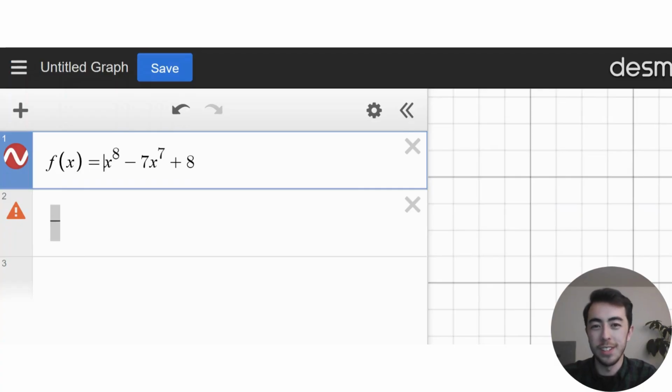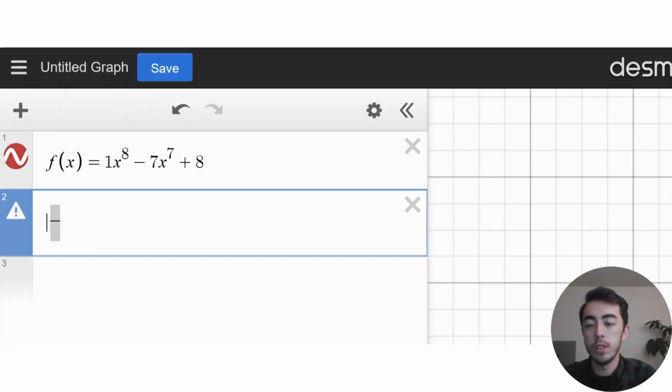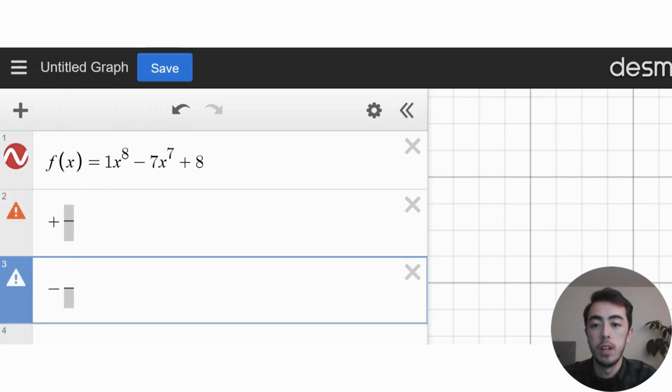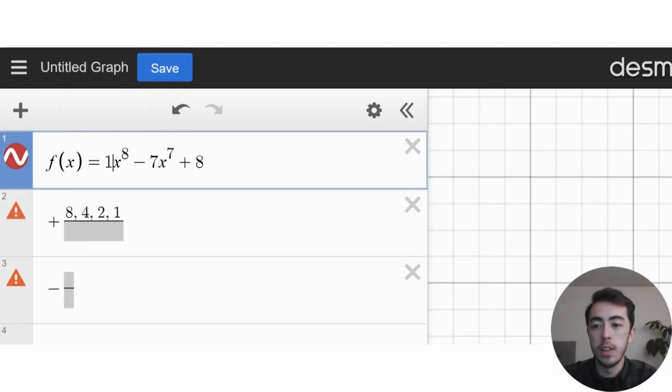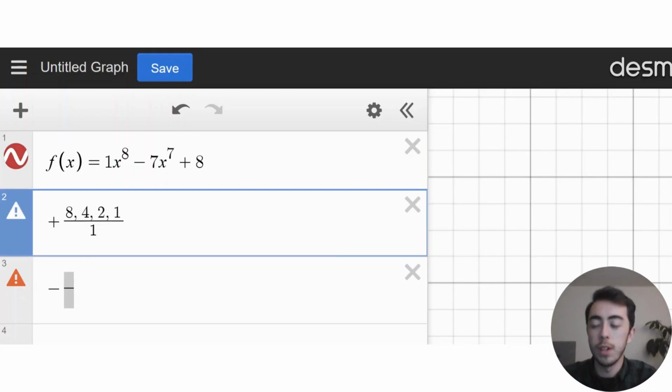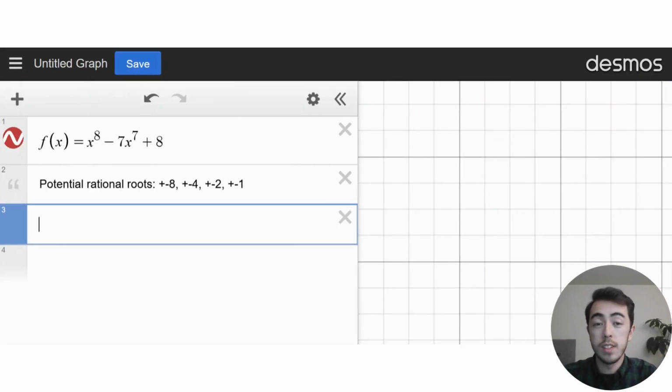Now, there isn't actually a leading coefficient here, so we can just pretend that there's a times 1. And once I get this fraction, it could be either positive or it could be negative. So factors of 8 include, well, 8, 4, 2, and 1. And then factors of 1, well, that's just 1. So it looks like the potential roots, if they are rational, include 8, 4, 2, and 1, both positive and negative. So let's test out these candidates.